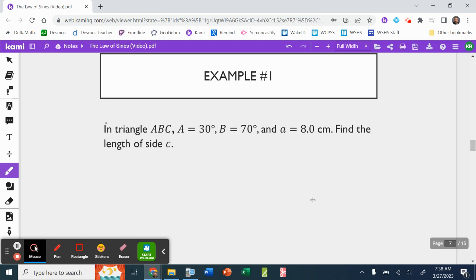All right, this is the video to go over the examples that I teach in class with the law of sines. If you have not watched my law of sines overview video that describes when you can use the law of sines for certain triangles, you probably should go back and watch that one first.